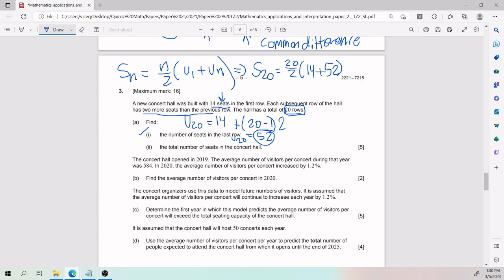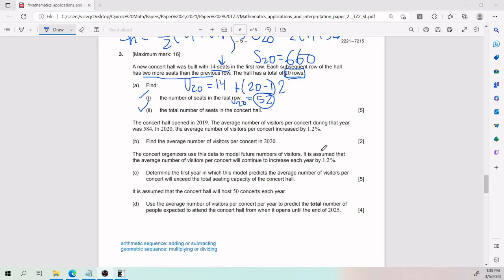All right, awesome. So if you plug all of that into your calculator, you're going to end up with S20 being equal to 660. And that would be part A. All right, and now we have that for part B.